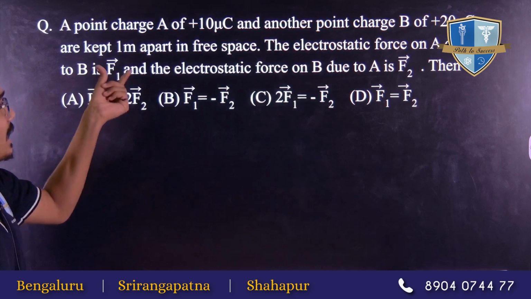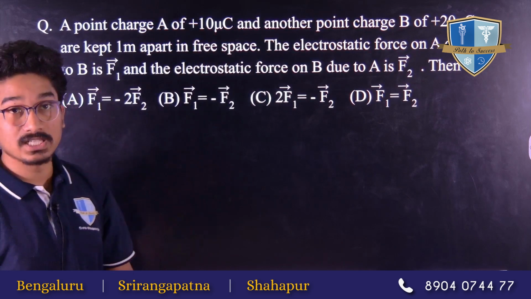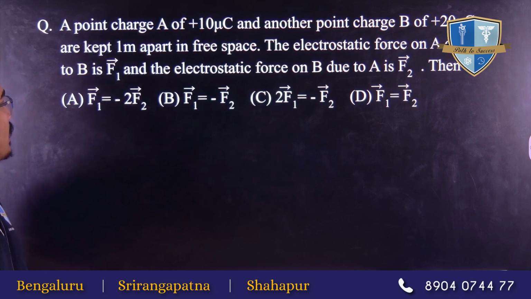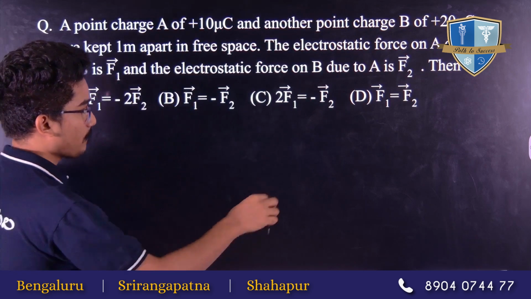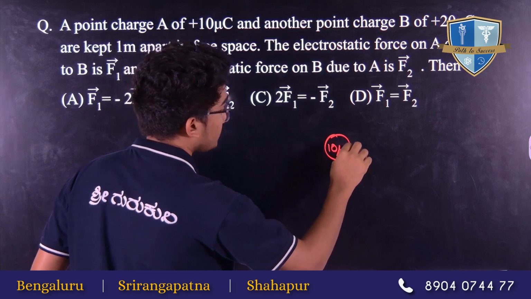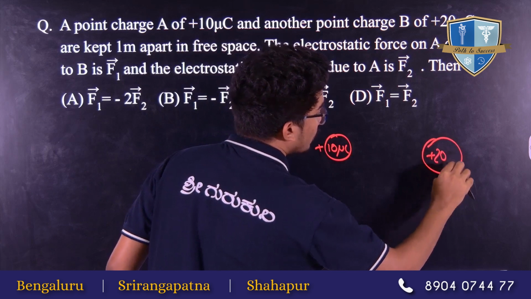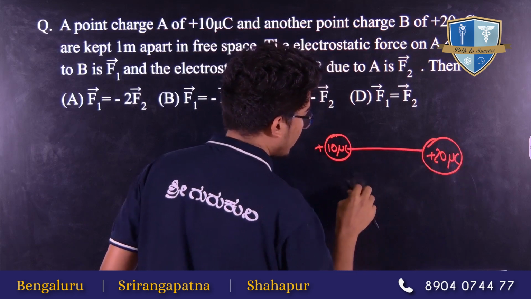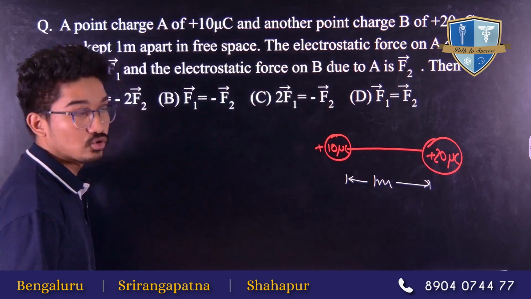A point charge A of plus 10 mu coulomb and another point charge B of plus 20 mu coulomb are kept 1 meter apart in free space. So we have two charges, 10 mu coulombs positive charge and plus 20 mu coulombs positive charge, and they are at a distance of 1 meter. So they will apply force on each other, correct?